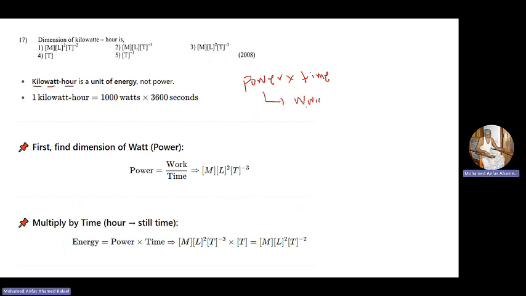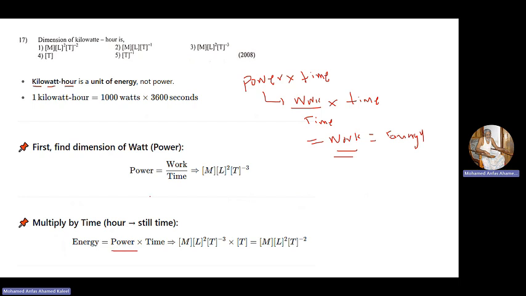Work over time. Power is what? Power is work over time. So power is work over time, and again, we have to multiply the time. So kilowatt hour, it is equal to the dimension of what? Work. Kilowatt hour, the dimension is equal to work. That is energy. Equal to the dimension of energy. So the energy is power into time.